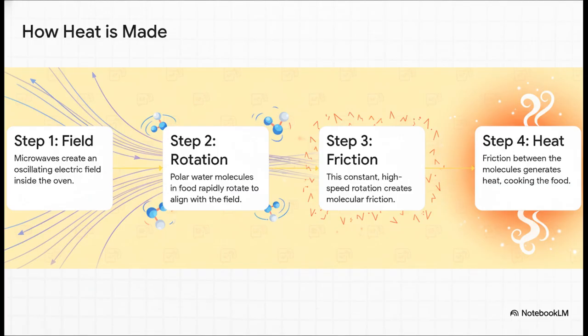Okay, so here's how it all works. The microwave oven creates an electric field inside that flips back and forth, billions of times per second. All those tiny water magnets in your food try to align with this field, so they start spinning and tumbling like crazy to keep up. This super fast molecular dance party creates a ton of friction between the molecules. And what does friction create? Heat. That's it. That's how your food gets hot.